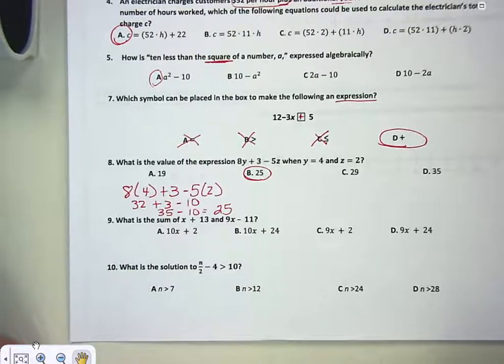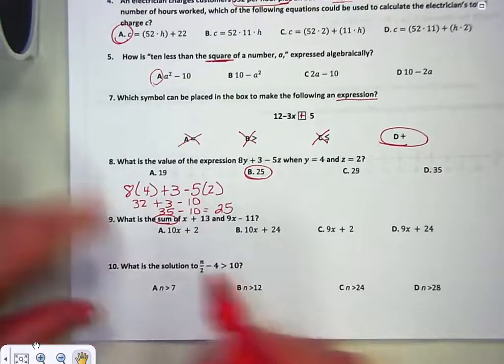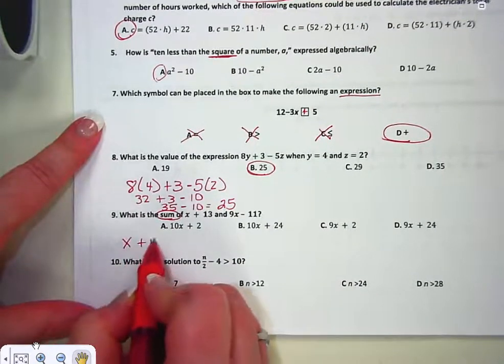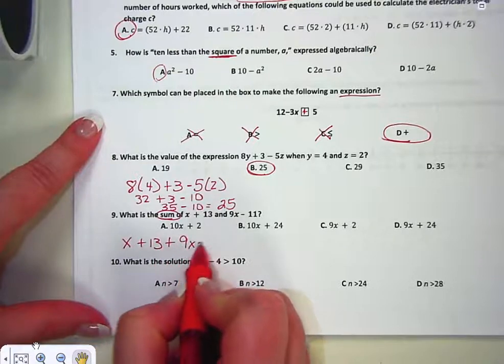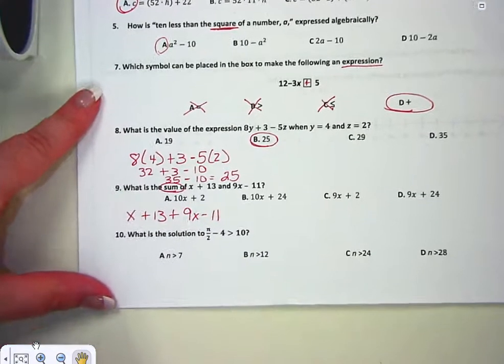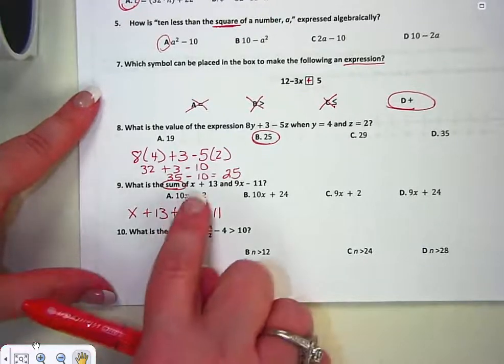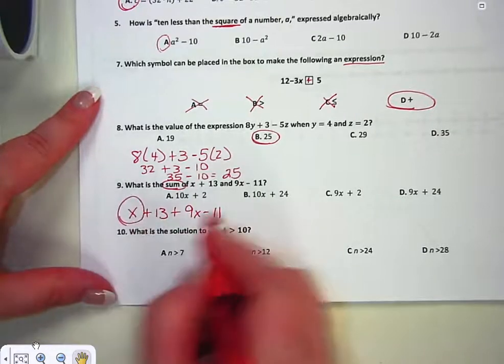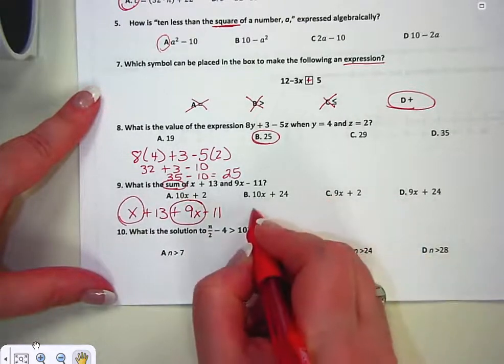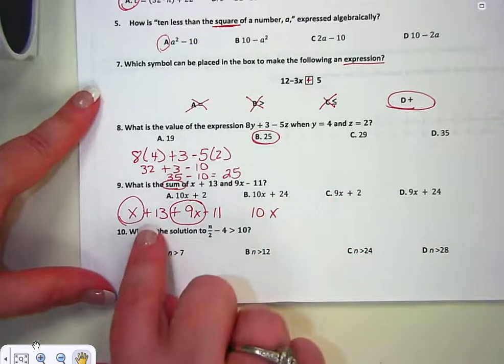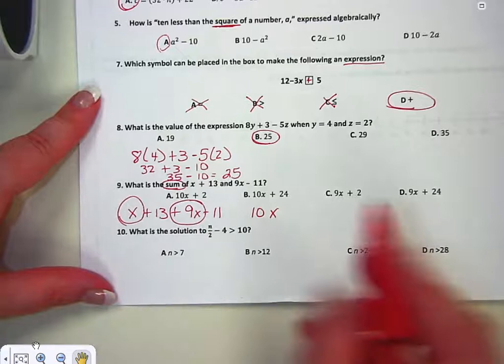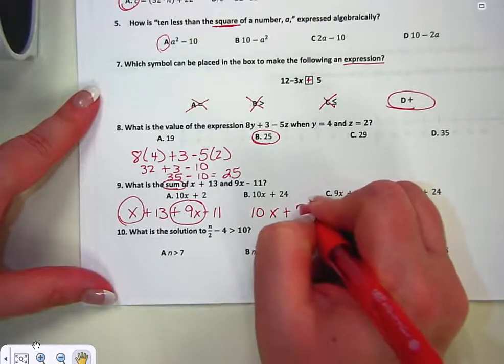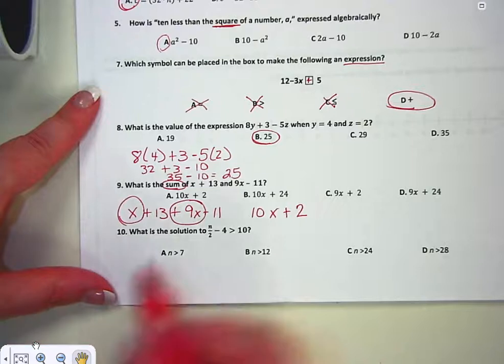What is the sum of x plus 13 and 9x minus 11? What does sum mean to do? Add. So I'm adding x plus 13 plus 9x minus 11. They wanted you to add these two expressions together. x plus 9x is 10x. 13 minus 11 is 2. So your answer is A.